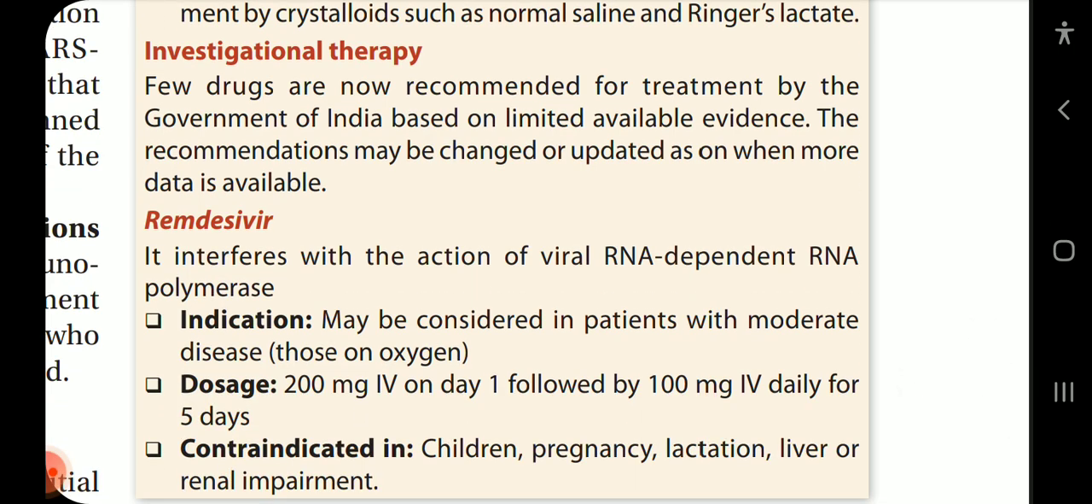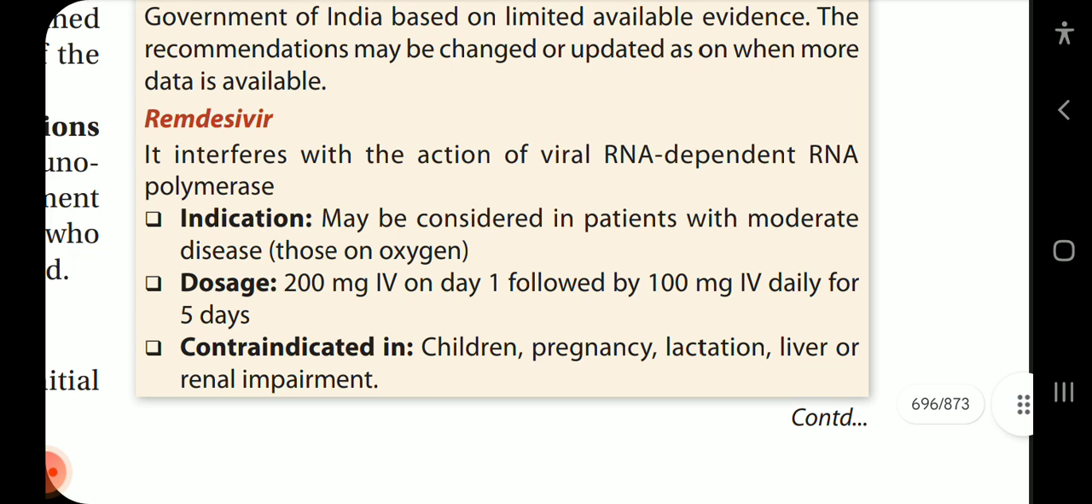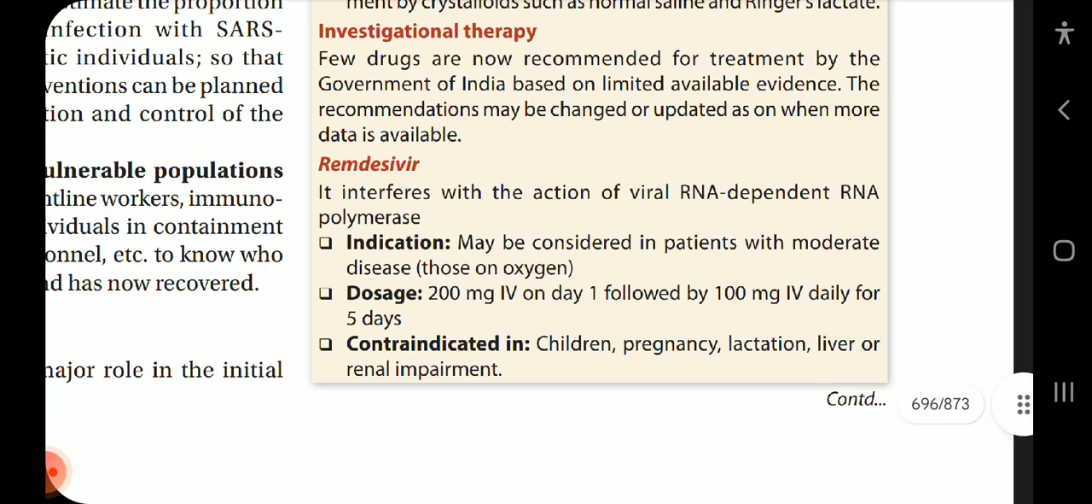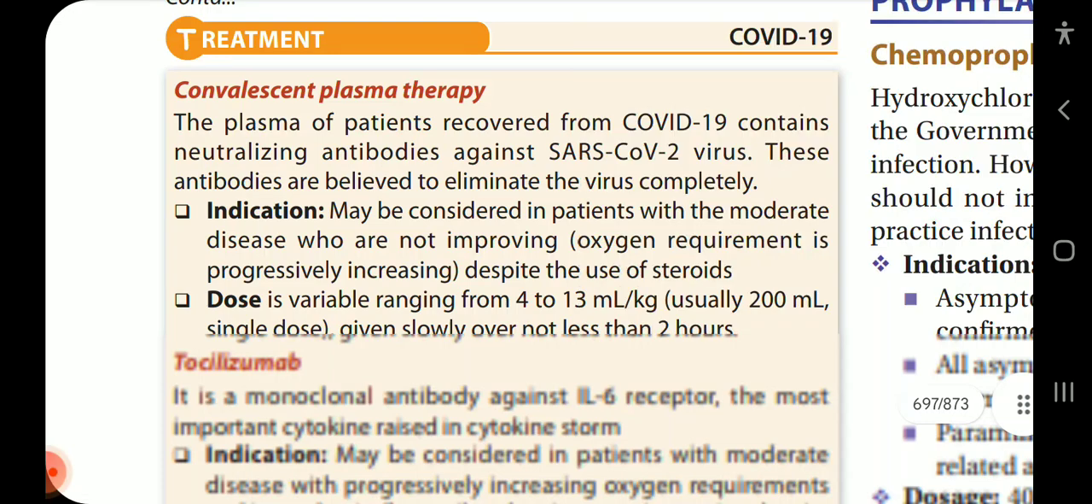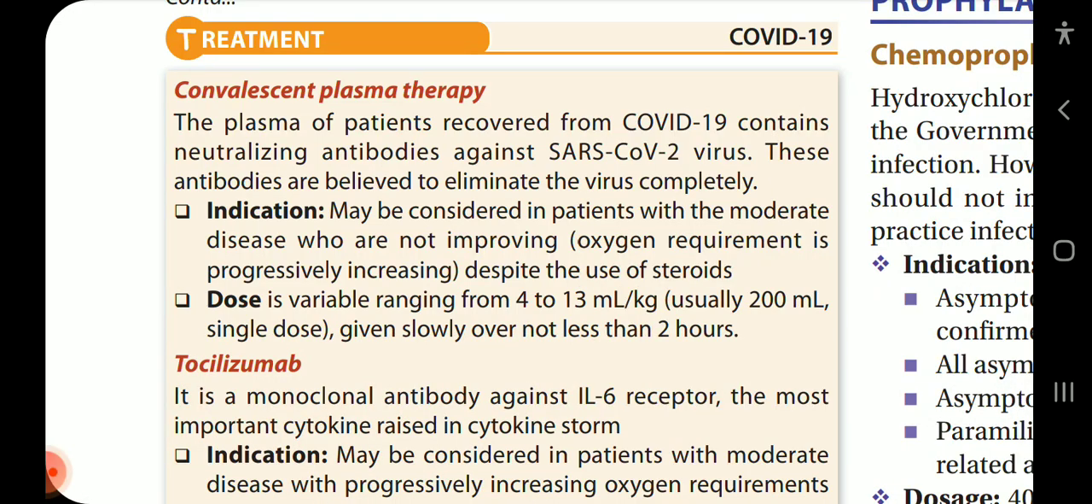Now, the investigational therapy: a few drugs are now recommended, like remdesivir. It interferes with the action of viral RNA-dependent RNA polymerase. Indication: it may be considered in patients with moderate disease, those on oxygen. 200 mg IV on day 1 followed by 100 mg IV daily for 5 days, and it is contraindicated in children, pregnancy, lactation, liver or renal impairment. Other therapy can be convalescent plasma therapy.